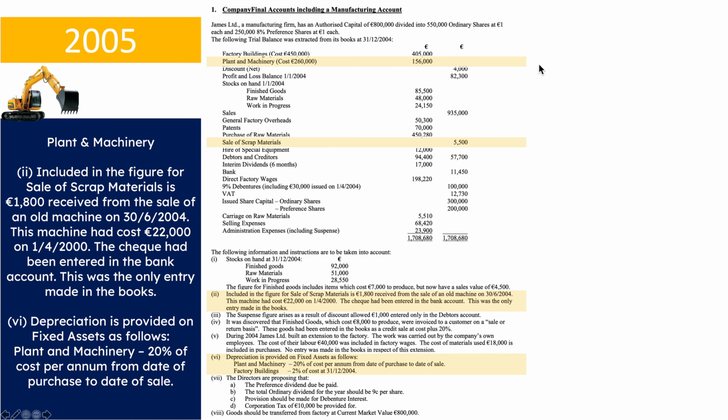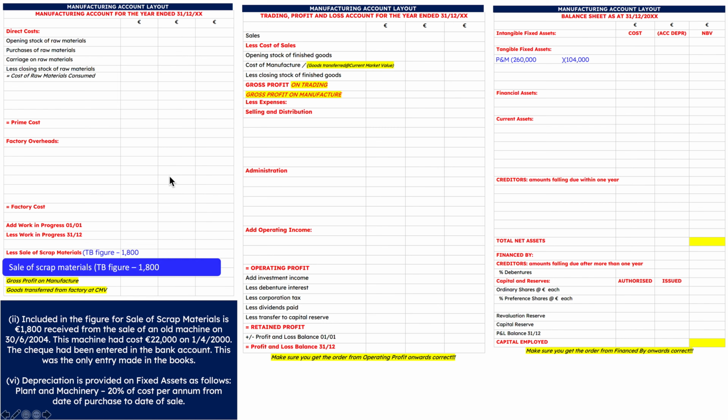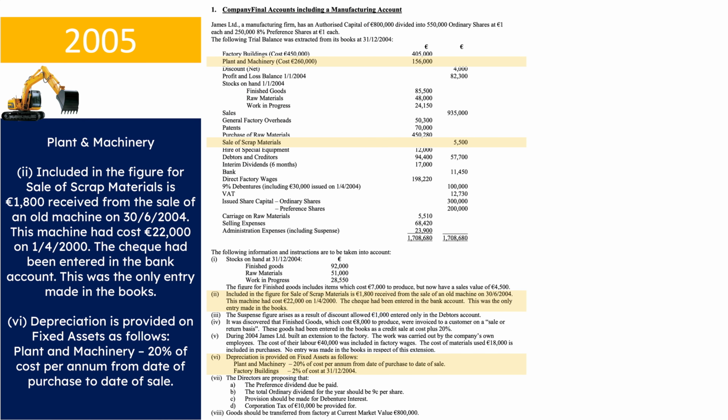Then we have 2005, James Limited. So we have two adjustments here. So again, number 2, included in the figure for sale of scrap materials is 1,800 received from the sale of an old machine on the 30th of the 6th, 2004. This machine had cost €22,000 on the 1st of the 4th, 2000. The cheque had been entered in the bank account. This was the only entry made in the books. And then number 6, depreciation is provided on fixed assets as follows. Plant and machinery, 20% of cost per annum from date of purchase to date of sale.